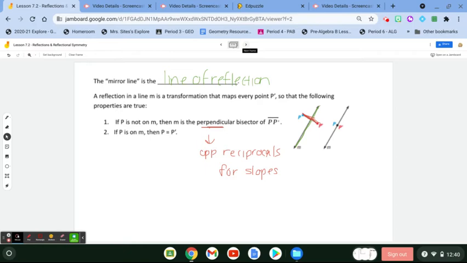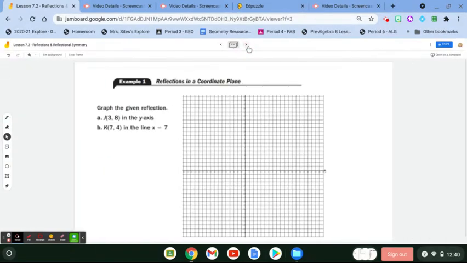If point P is on line M, then P is equal to P prime. Then the point would actually be on that line, and they would equal one another. So it's a different type of scenario. You can see that we would not necessarily have this relationship, where the point is off the line, but rather the point falling actually on the line. So we wouldn't have to worry about finding the line of reflection if it's actually on the line.